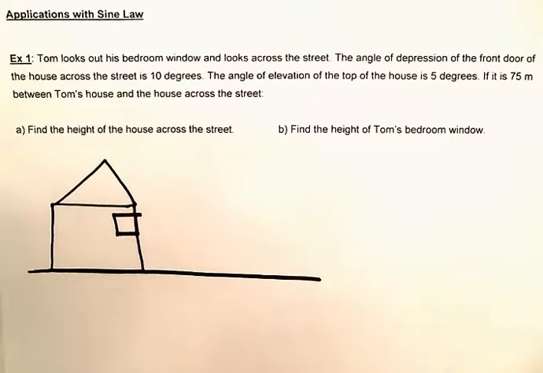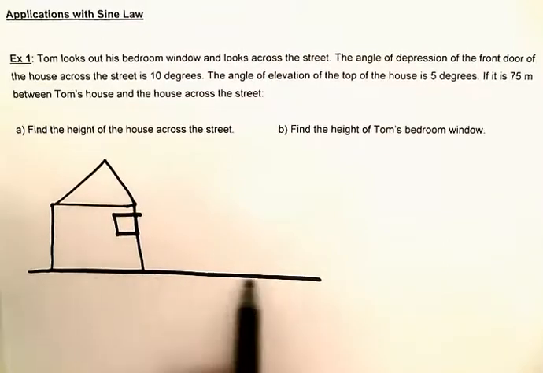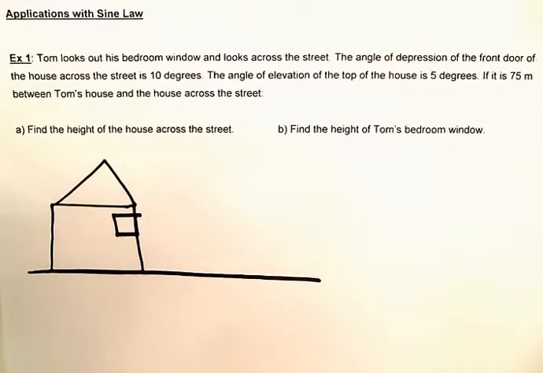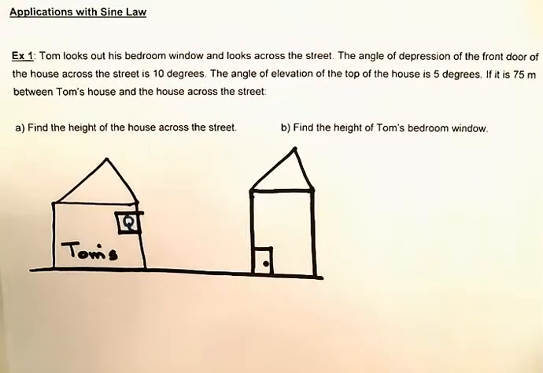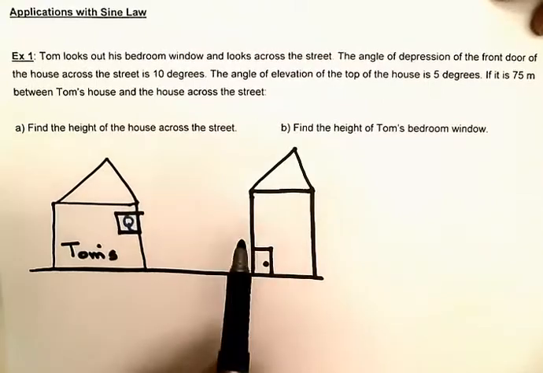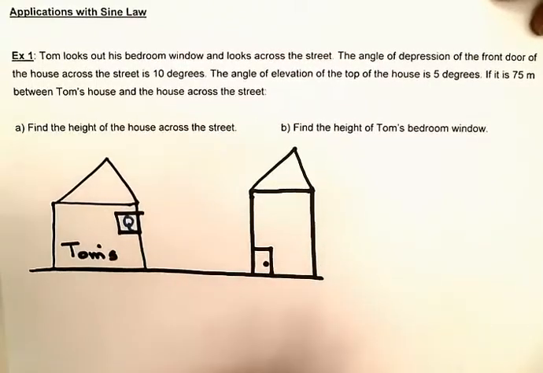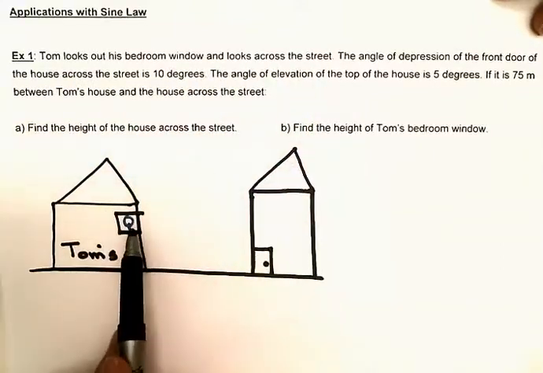Okay, so there's Tom's house and his bedroom window, and I've got the ground. And now I'm going to draw the house that is across the street. Okay, so here you can see Tom's house, and I've added him in the window, and then the house across the street. And let's start adding the information. So Tom looks out of his bedroom window and looks across the street.